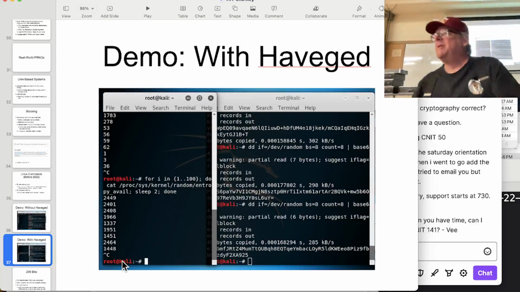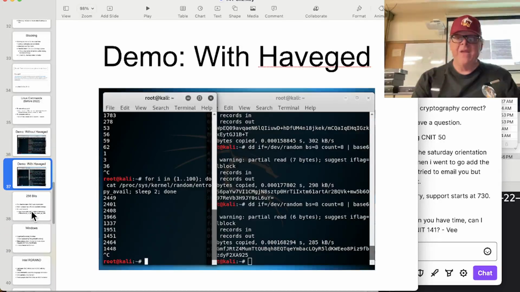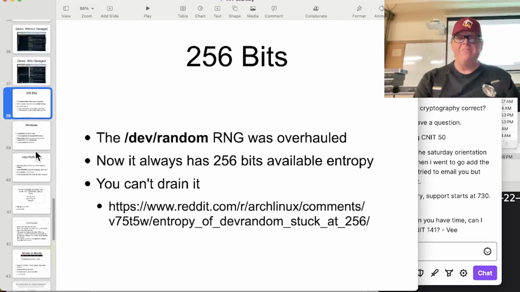That about 2,000 can be considered the size of the random pool, right? Yeah, apparently so. And this is an old version of Kali, so I suppose there's an adjustment in the operating system of how big the pool is. And so anyway, 256. Now they overhauled this thing, and now it always has 256 bits of available entropy, and you can't drain it. This is the new system. So this was an old version of Linux where you could watch this happen.